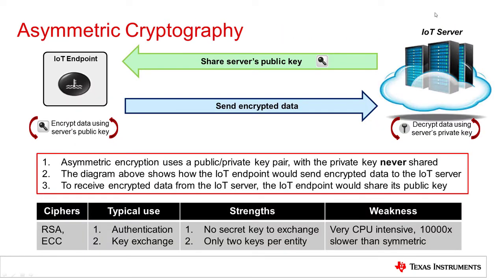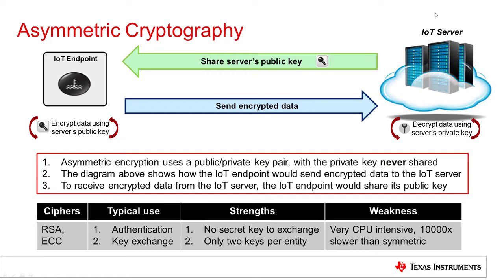The second form of cryptography is asymmetric cryptography. The reason why it's asymmetric is because it does not use a single key at both ends to decrypt and encrypt data. Instead, it uses a key pair to exchange data in one direction. Let's take this example here where we have a server that wishes to get encrypted data from the endpoint. The server will send what's known as its public key to the endpoint. The endpoint will then encrypt the data it wishes to send with the public key. It sends the encrypted data back to the server, and then the server uses a different private key to decrypt the data.